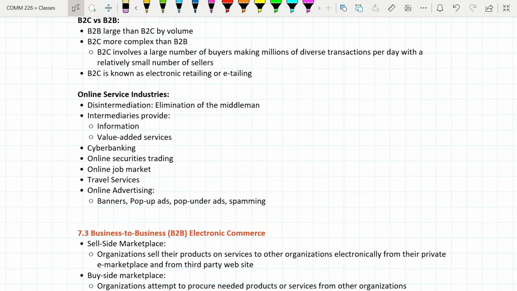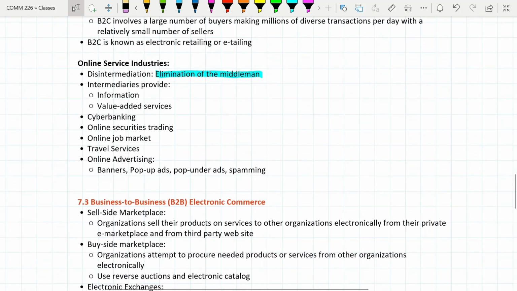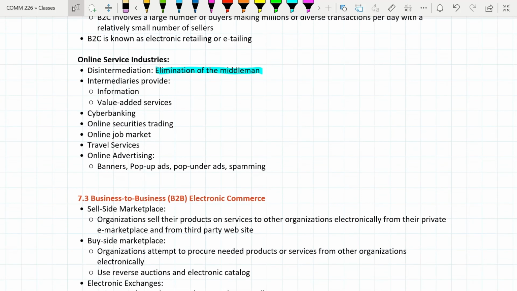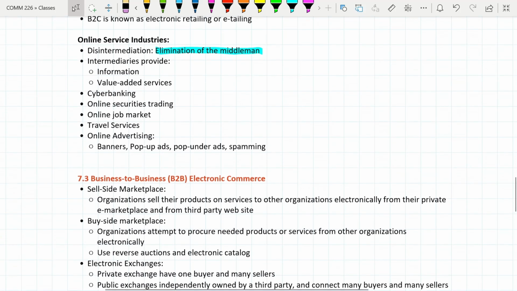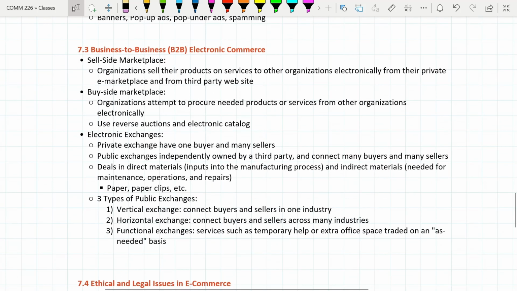So online service industries, well, there is disintermediation, sorry if I didn't pronounce that right, elimination of the middleman. So let me highlight that, elimination of the middleman. Intermediary provides information, value-added services. And then we have cyber banking, online securities trading, online job market, travel services, online advertising, banners, pop-up ads, pop-under ads, spamming.